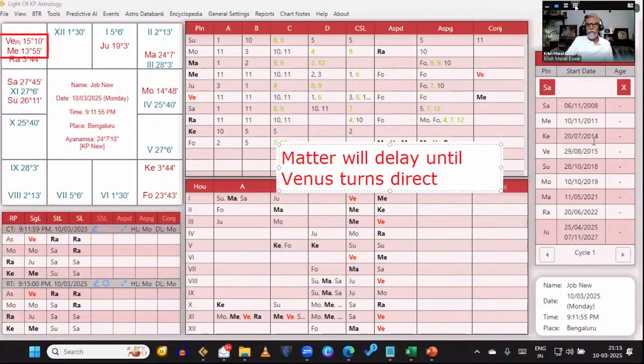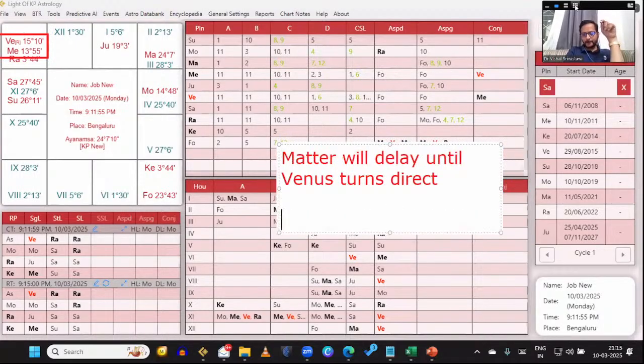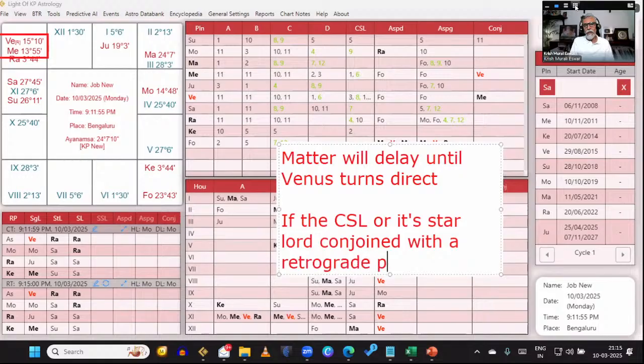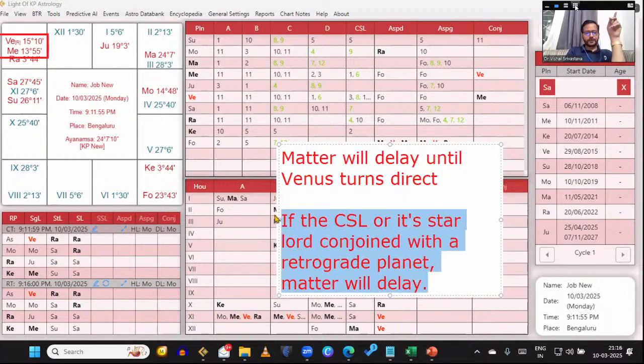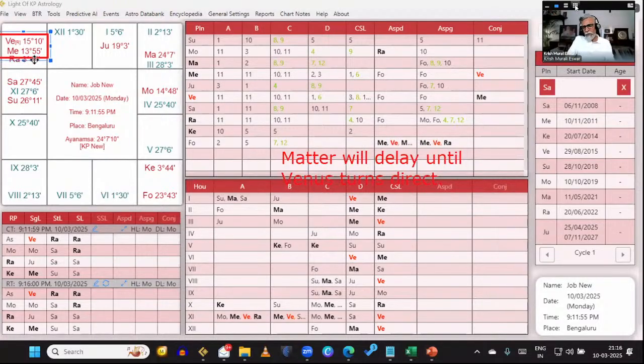Okay, so the conjoint lord, the planet which is conjoint, we have to focus on that only. If the CSL or its star lord is conjoined with a retrograde planet, the matter will be delayed. CSL and star lord. Matter will delay. Till when will the delay be there?